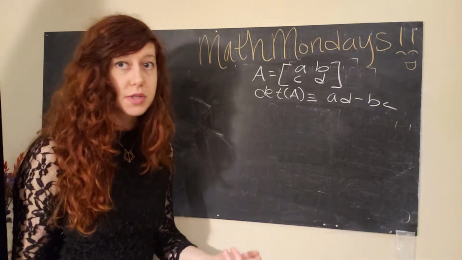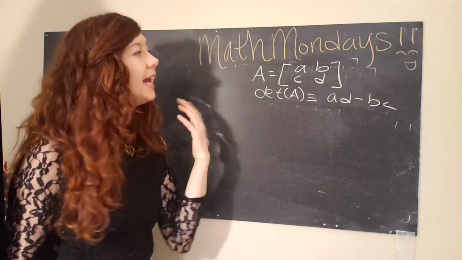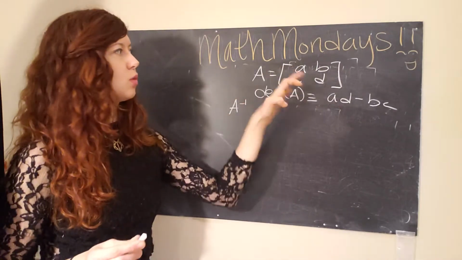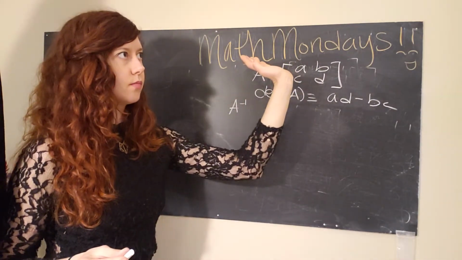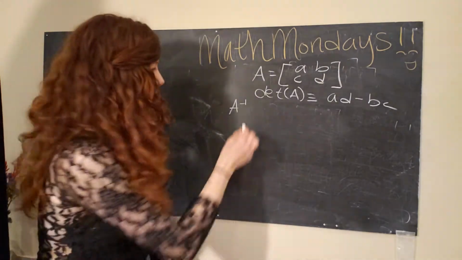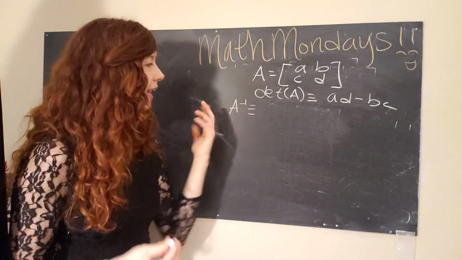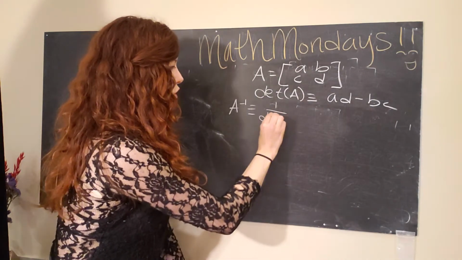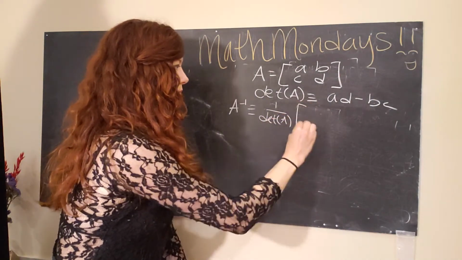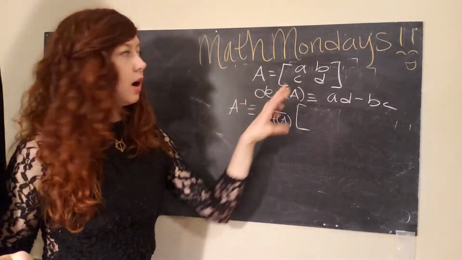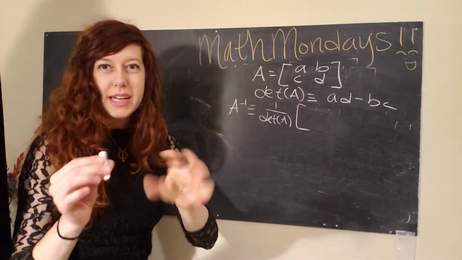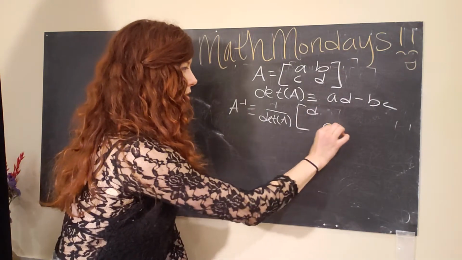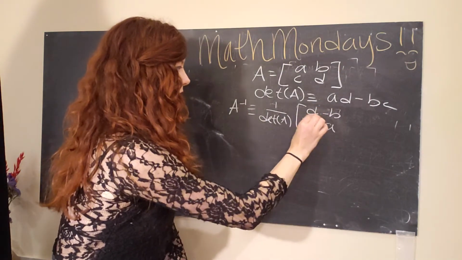Cool. So yeah, the determinant gives us useful information, and we use the determinant to calculate the inverse of this matrix. The inverse of a matrix is the matrix in which, well, I guess let's just define it first, because that helps. Okay, so the inverse of a matrix is defined to be 1 over the determinant times the matrix that's kind of reassembled. And so how you do that is you swap A and D, and you put a minus sign on B and C.